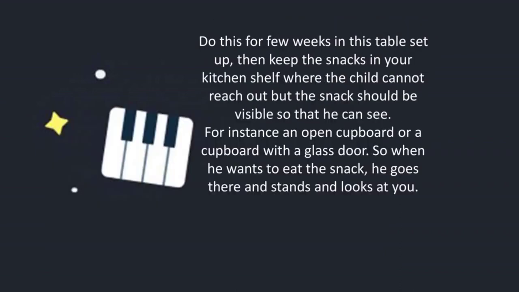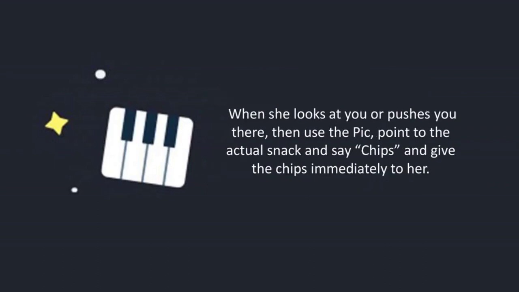Keep it fun. Do this for a few weeks in this stable setup, and then keep the snacks in your kitchen shelf where the child cannot reach, but the snack should be visible so that he can see. For instance, an open cupboard or a cupboard with a glass door. So when he wants to eat the snack, he goes there and stands and looks at you. So you can follow the same thing at this particular position.